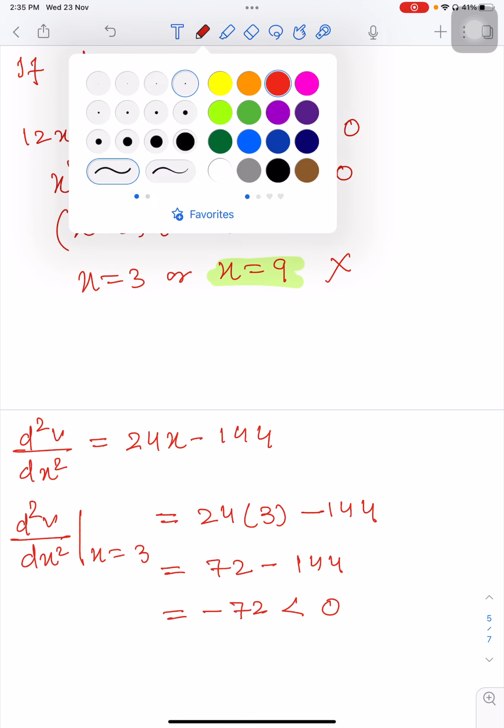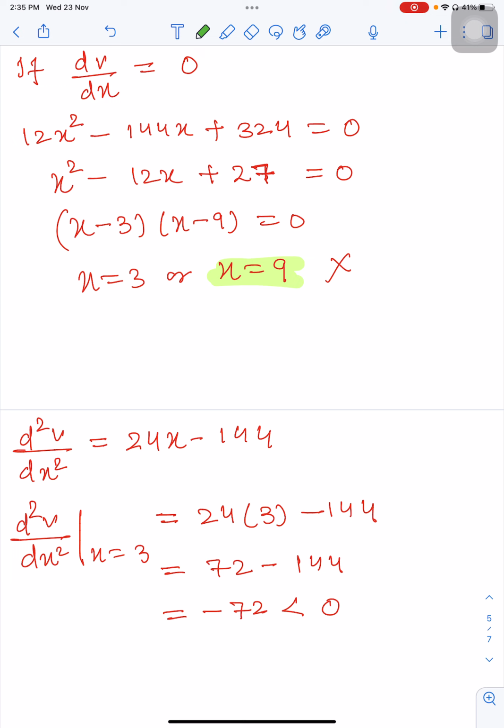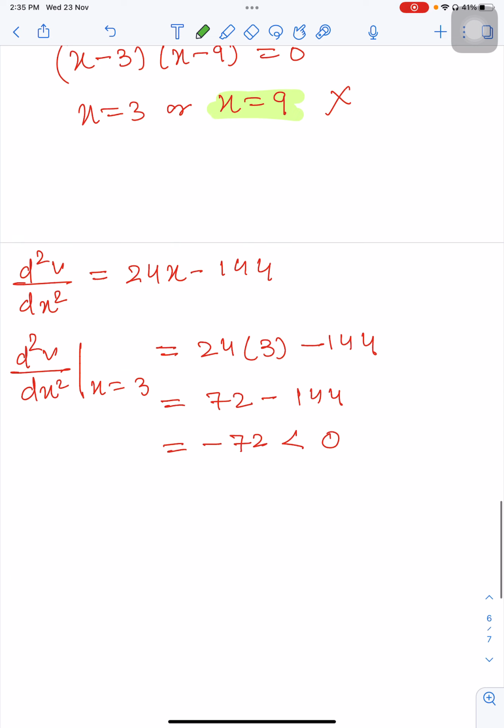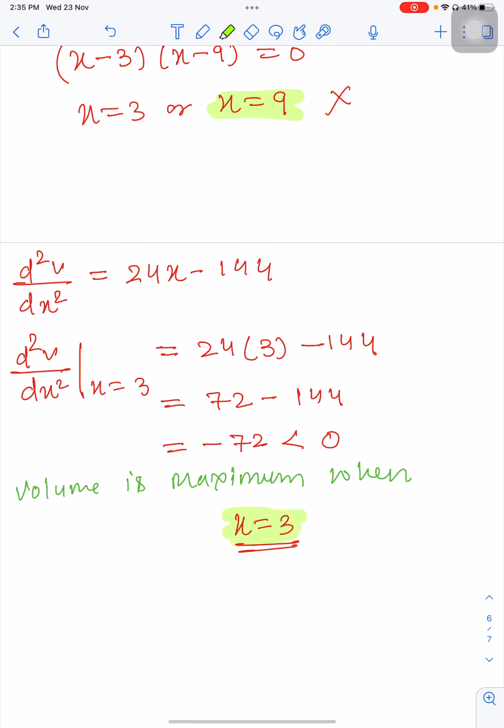Why are we happy getting less than 0? Because our aim was to prove the function is maximum. So finally, can I say that the volume is maximum when x equals 3? Very important. Volume is maximum when x equals 3. This is our answer. But you have to write the unit. The unit is 3 centimeter.